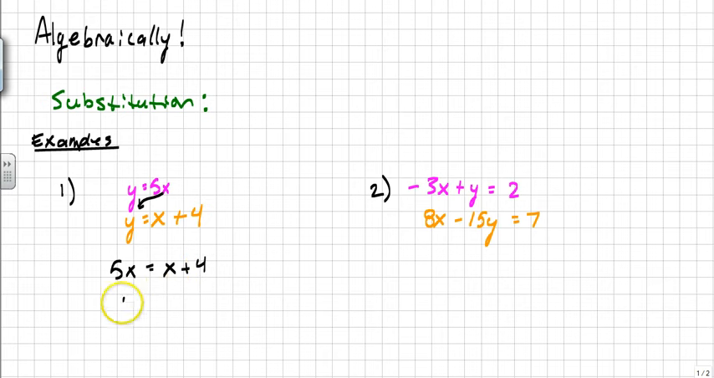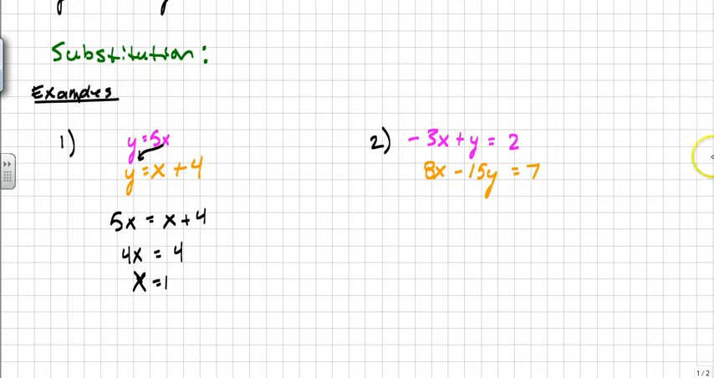And I'm just going to subtract x from both sides. Get 4x equals 4. So x equals 1. This is the same problem from the first graphing example, so we already know what the answers are. I'm just showing you that you can verify it algebraically also. So x equals 1. That's our first coordinate, which we knew.